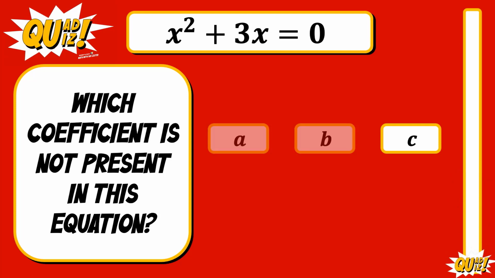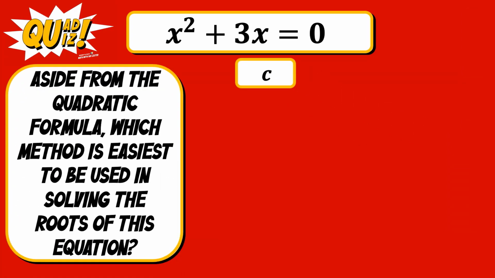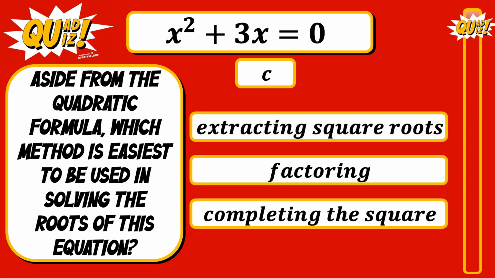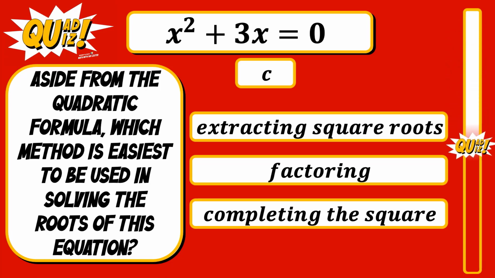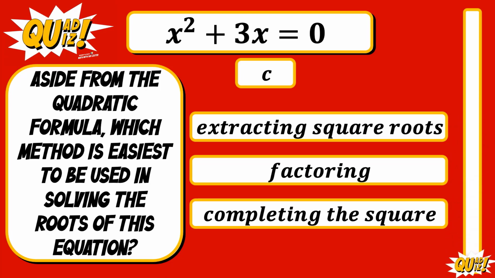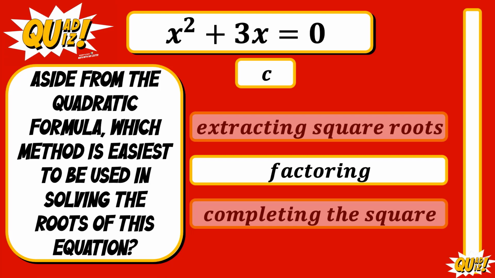The answer is the constant or coefficient c. Now, aside from the quadratic formula, which of these 3 methods is easiest to be used in solving the roots of the given equation? The answer is by factoring.